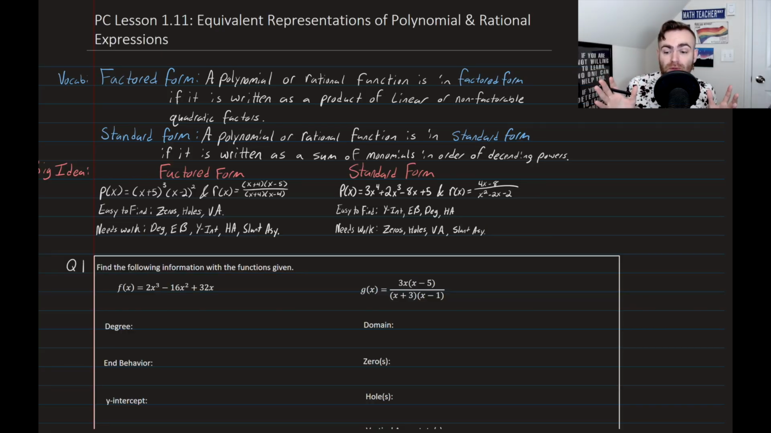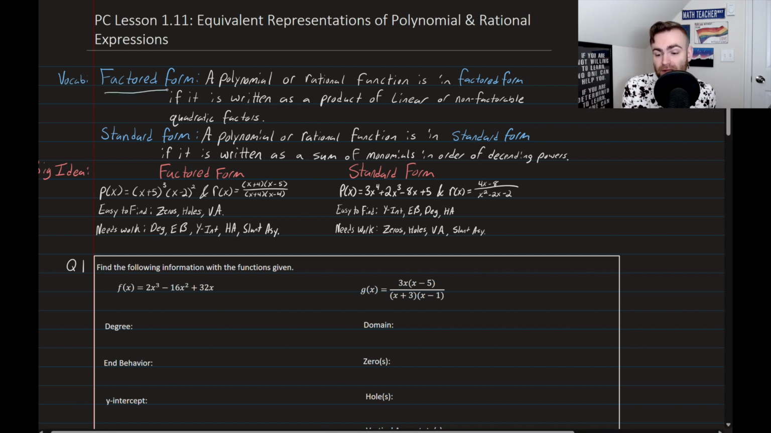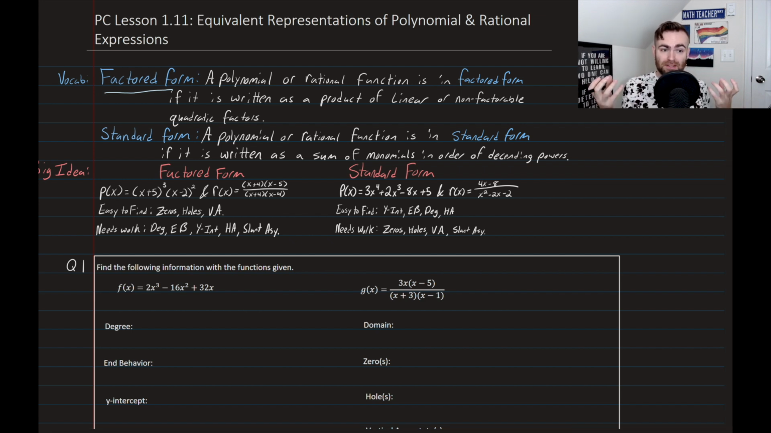When we talk about equivalent representations of polynomials and rational functions, what we really mean is that there are two major forms that these functions take. They either take factored form, which is where the polynomial or the rational is written as a product, or with the rational, a product, quotient, product of linear factors or non-factorable quadratic factors. So if it's a string of multiplication, you probably have factored form.